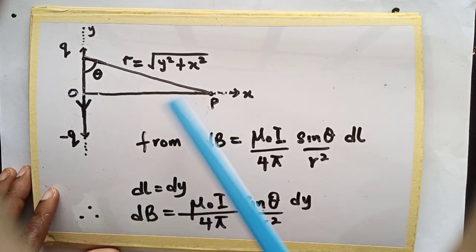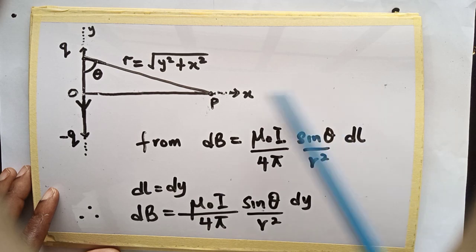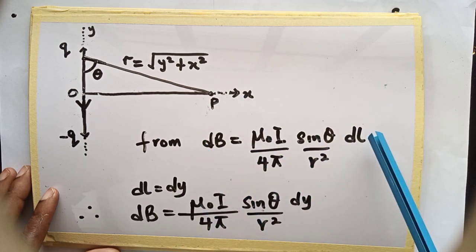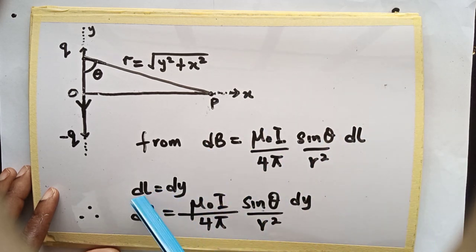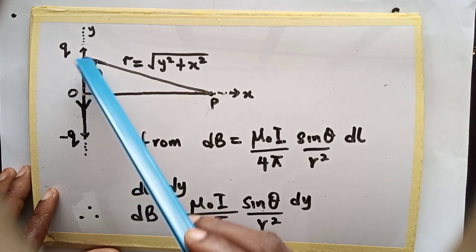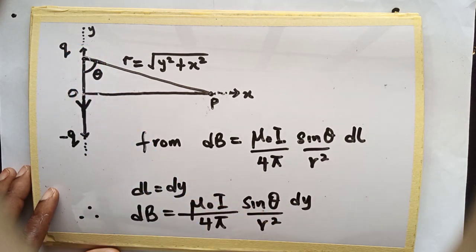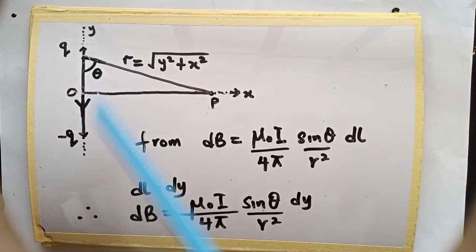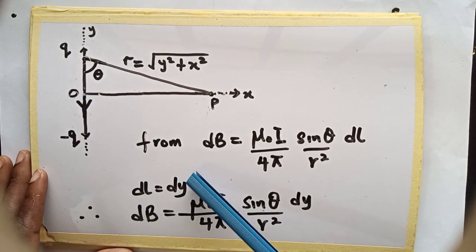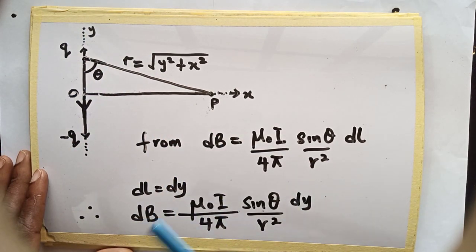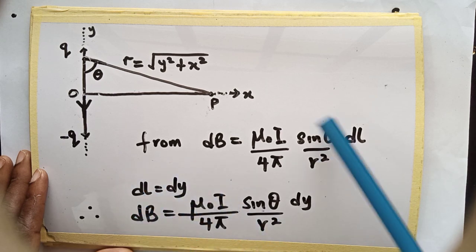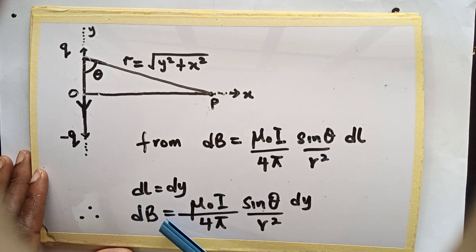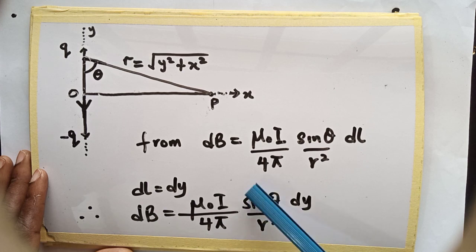Okay, so this r is a position vector, which is determined by y squared plus x squared. Now from the Biot-Savart formula, we recall that our dl is equal to dy, because the dl is this small change around this side, in line with our dy. So dl is equal to dy. Then by the time you substitute this value into the original, it becomes dB equals mu naught I over 4 pi, sine theta over r squared, dy.